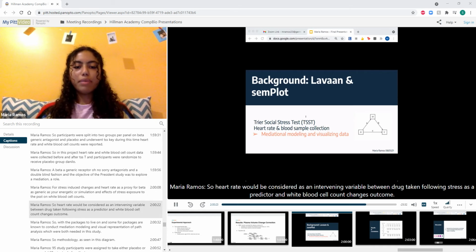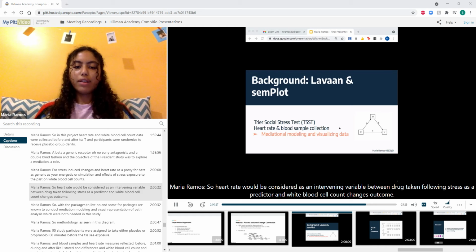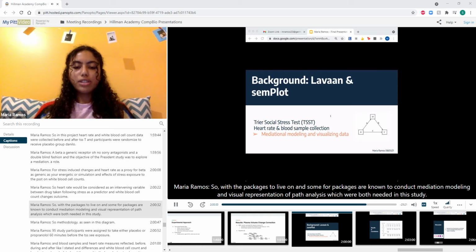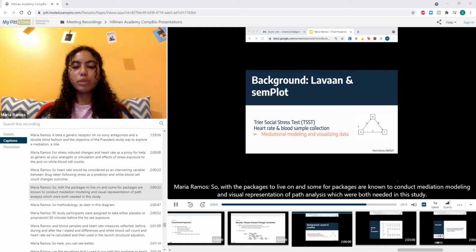So heart rate would be considered as an intervening variable between the drug taken following stress as a predictor and white blood cell count changes as the outcome. The Lavaan and semPlot packages are known to conduct mediation modeling and visual representation of path analysis, which were both needed in this study.